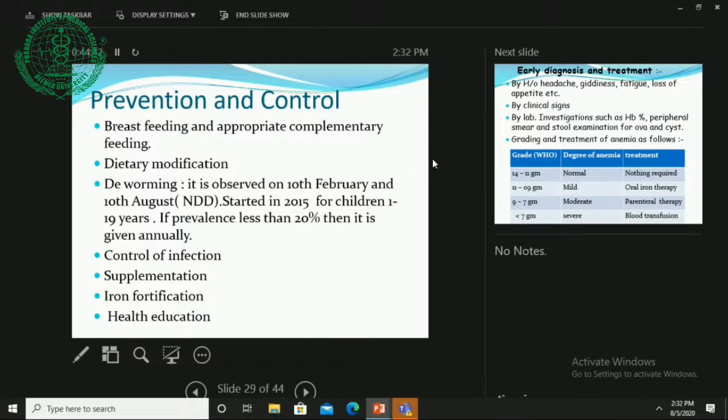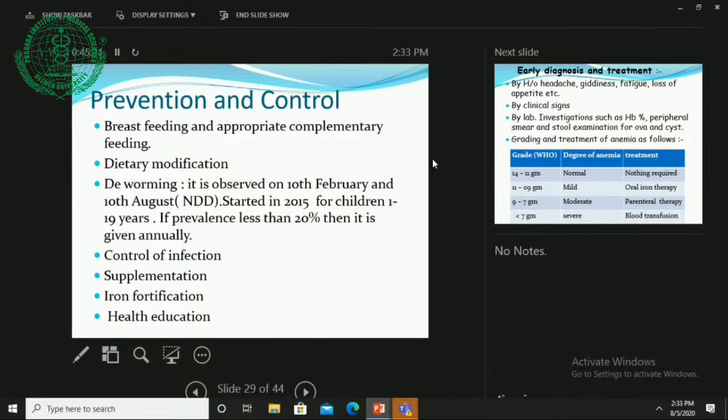Supplementation, so for this I will tell you in detail about how the supplementation of iron is done in our country, what is the dose, how it is given. Then iron fortification, now they are coming with iron fortification. So in all nutritional programs which we are having, they say iron fortified, iron and folic acid fortified food should be used. So in the ICDS program and in school meal programs, they are using iron and folic acid fortified foods. Especially in the ICDS program, they are using fortified foods.